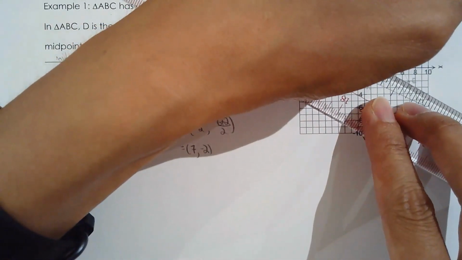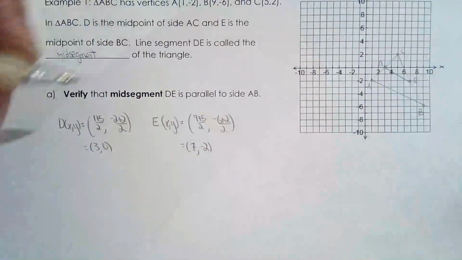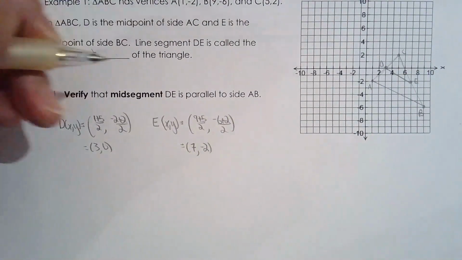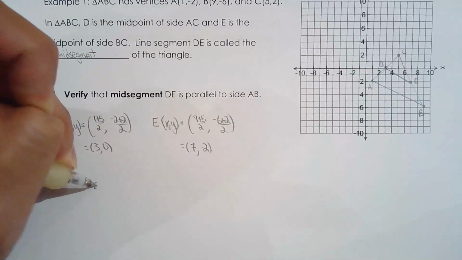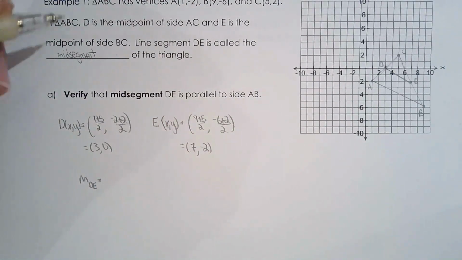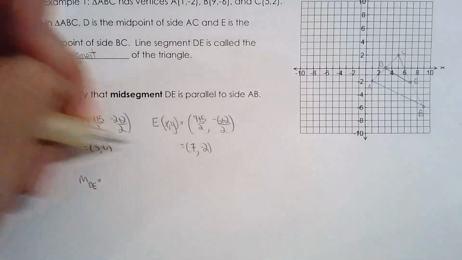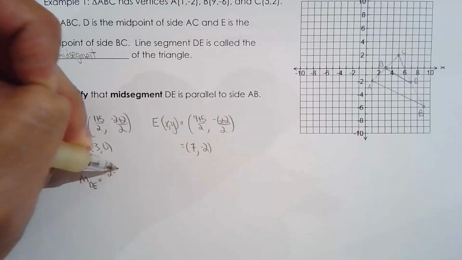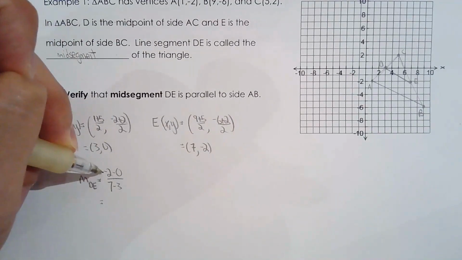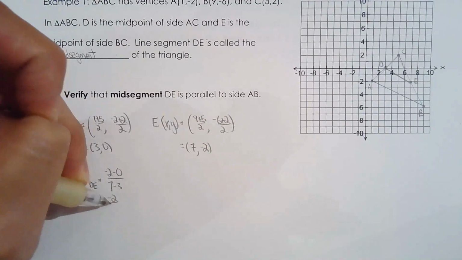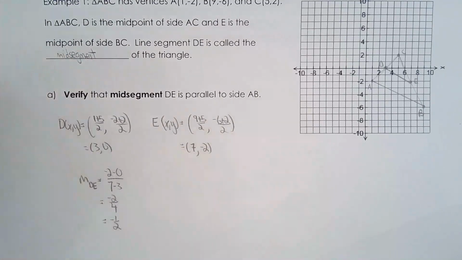Might as well use a picture to its fullest extent. You know what? They do look parallel. But you can't just look at the picture and say they're parallel. You have to verify using the algebra, right? So slope of DE is going to be -2 minus 0 over 7 minus 3. That's going to be -2 over 4, which is -1/2.